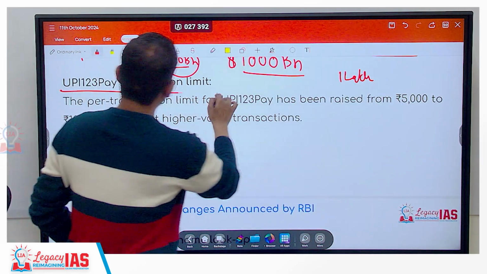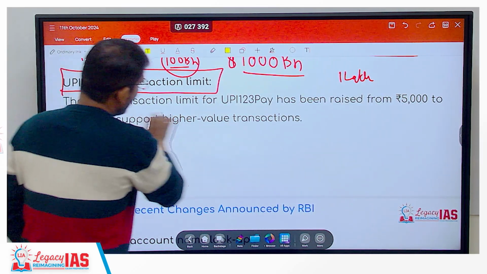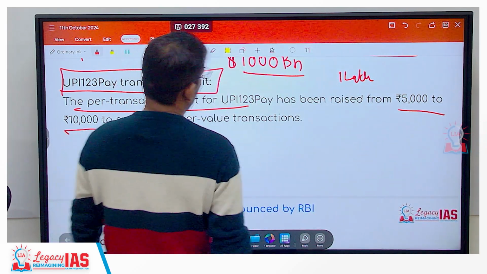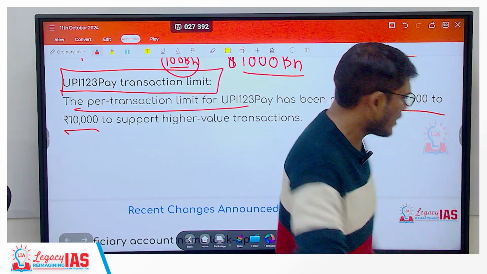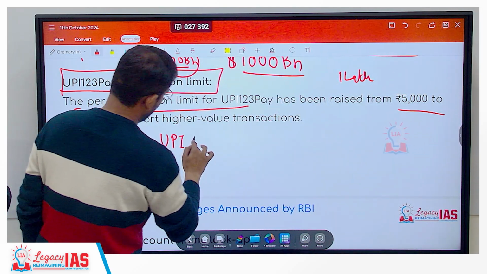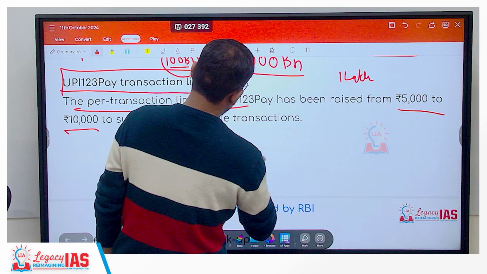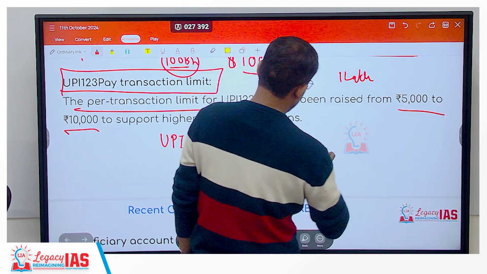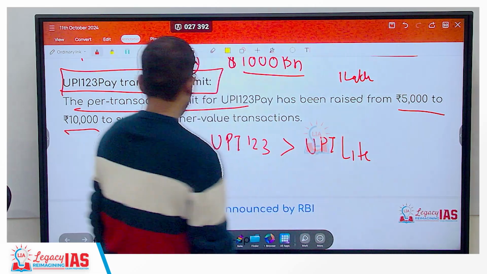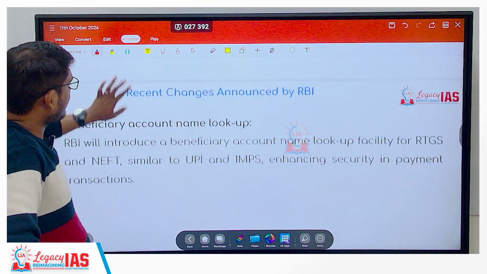Then UPI 123 transaction limit, the per transaction limit has been raised from 5,000 to 10,000 to support higher value transaction. That means what? That means the per transaction value of UPI is greater than UPI 123, which is greater than UPI Lite. I hope this is absolutely clear.